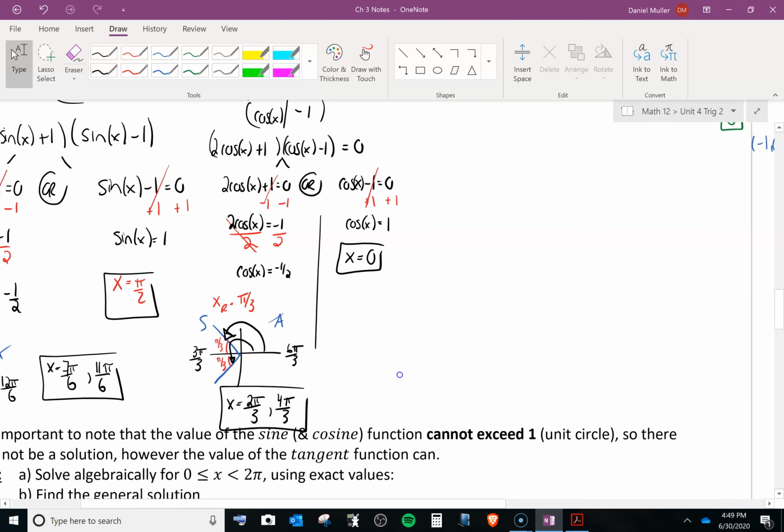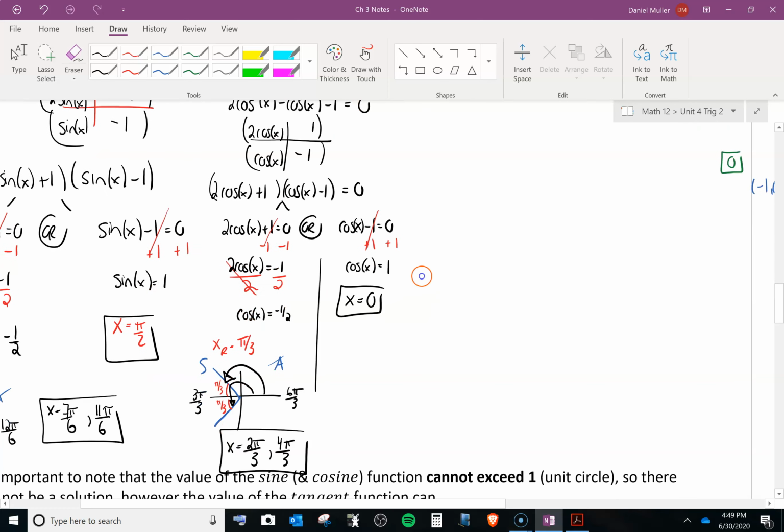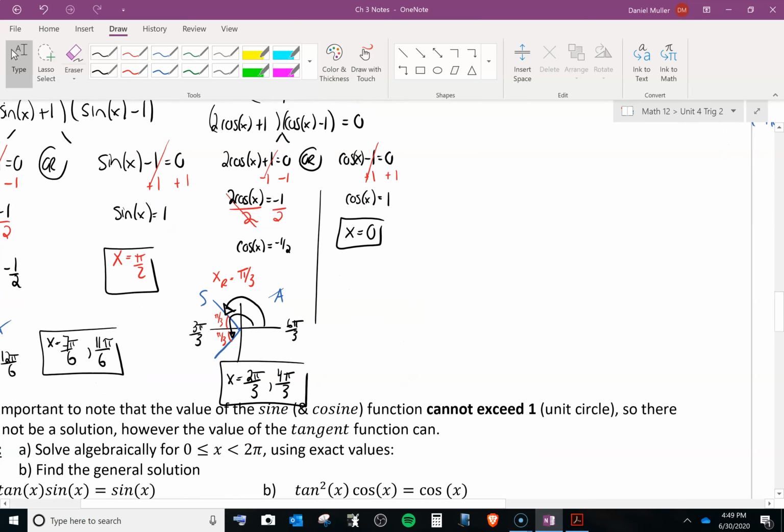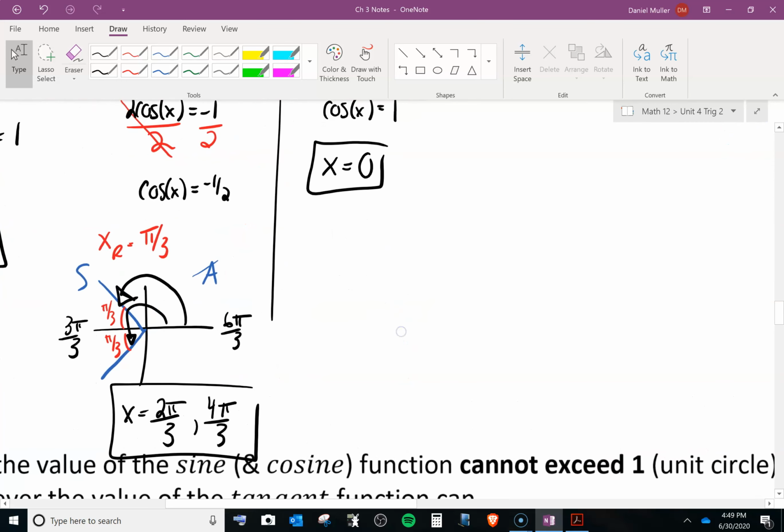Now one thing that I didn't do, that I need to do, is the general solution for both of these. So maybe I'll do this in green, we need to do the period. Now it's just cosine, so cosine has a period of 2 pi. So therefore, when we do our letter B here, we would just write down all of the answers: 0, 2 pi over 3, and 4 pi over 3. And I like to put them in brackets.